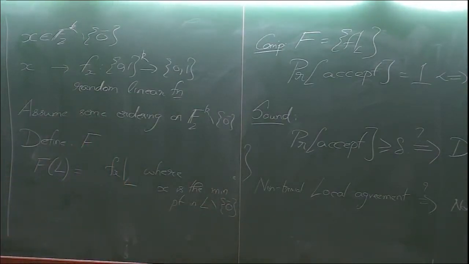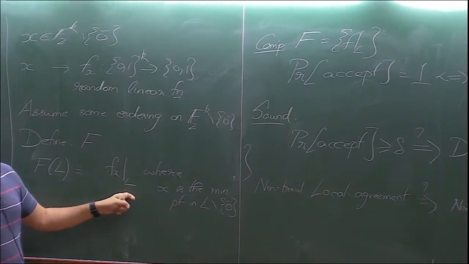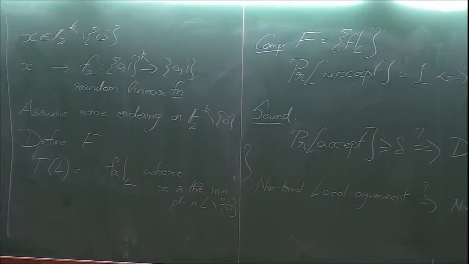So for every point, I pick a completely new random linear function. Now I'm coming up with a global purported codeword of the following form: for every L, I pick the minimum x in it and give the restriction of that Fx to this L-dimensional subspace. Now I claim that this F actually has huge local agreement. Why? If L and L prime intersect in an (L minus one)-dimensional subspace, and it so happens that the minimum of both L and L prime is the same x, which happens with constant probability, then they are going to agree.